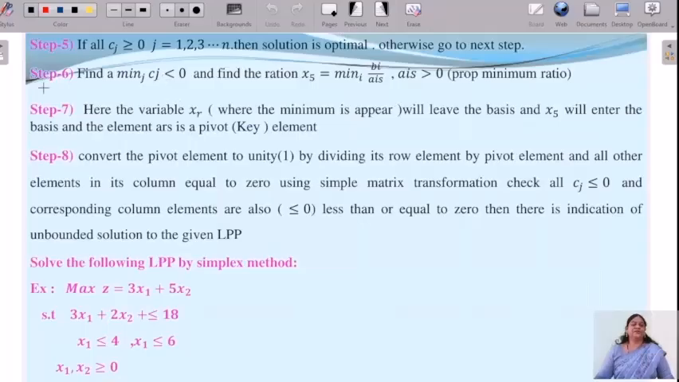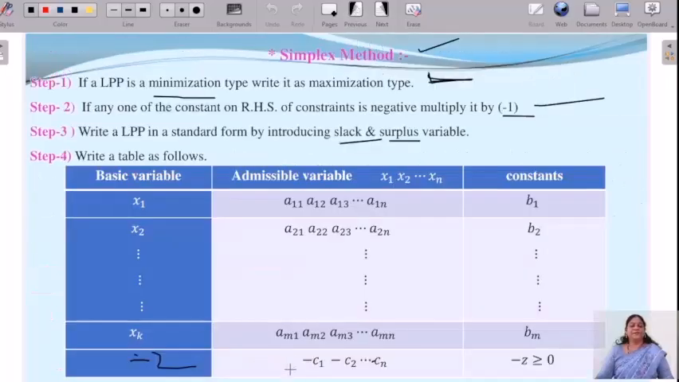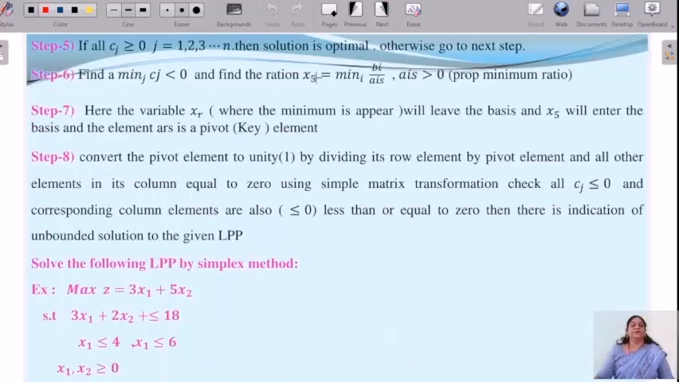Step number 5. Step number 5 is if all Cj are greater than or equal to 0, then solution is optimal, otherwise go to the next step. See, if all these coefficients are greater than or equal to 0, then our solution is optimal. If any one constant is negative, then go to the next step. Find the minimum Cj less than 0. Means if your Cj is negative, then find the minimum of all negative.